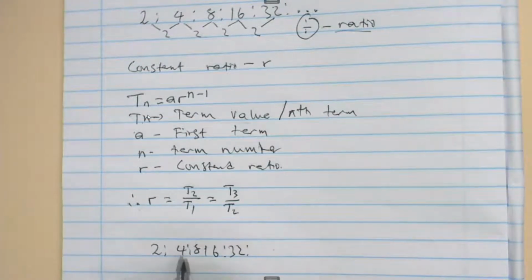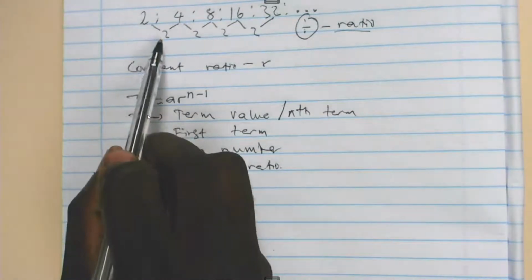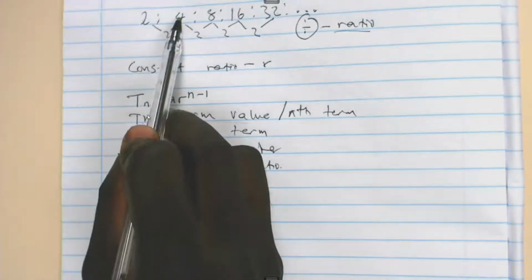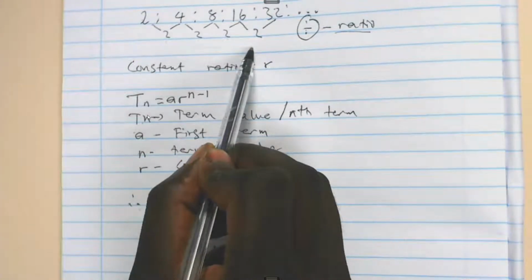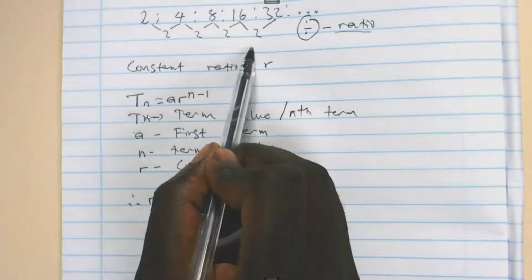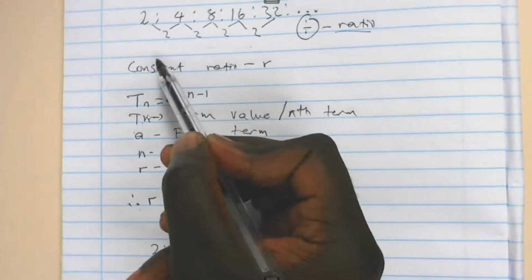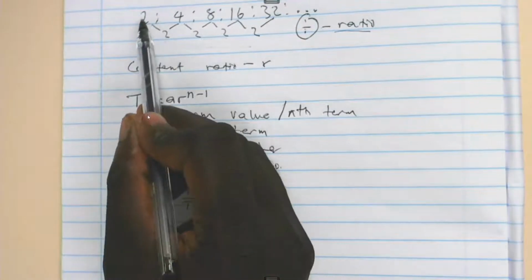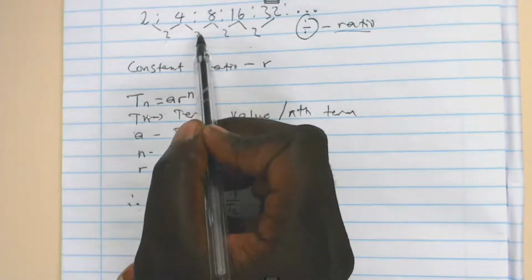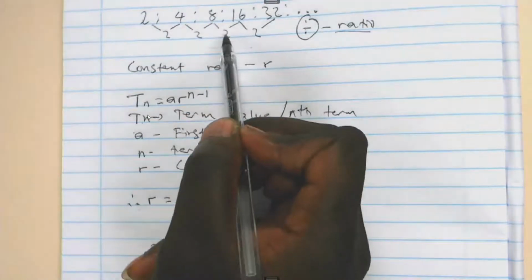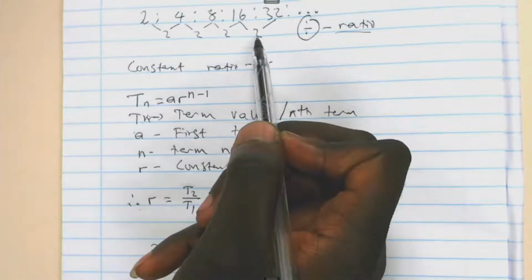For us to find 4, we said 2 multiplied by 2 gives us 4. If we are going to the right, we multiply, but if we are going back to the left hand side, we divide. Now 2 multiplied by 2 is 4. 4 multiplied by 2 is 8. 8 multiplied by 2 is 16. And then 16 multiplied by 2 is 32.